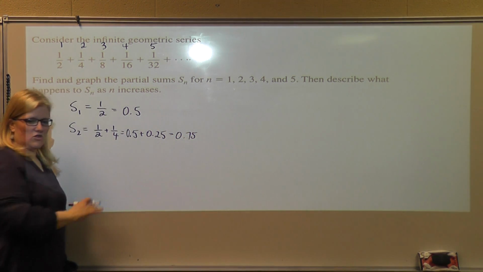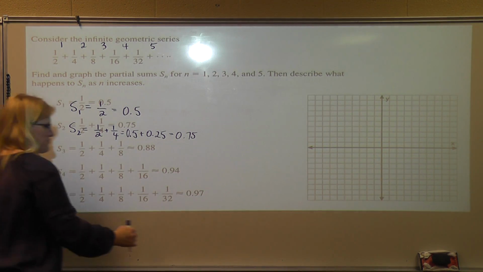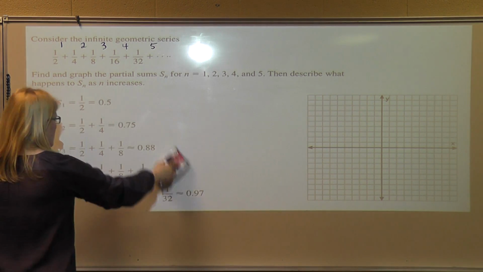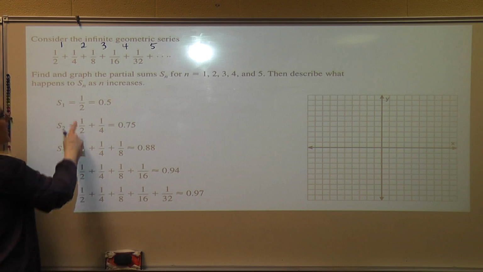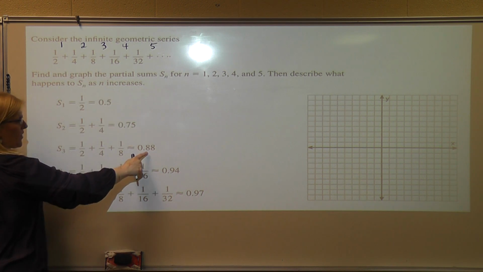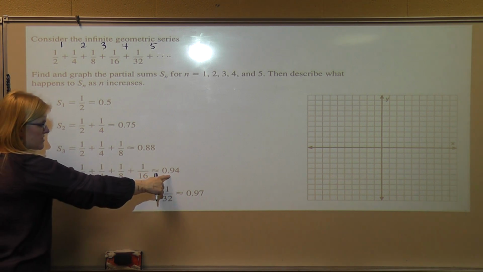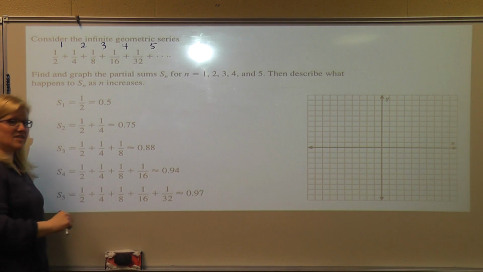Now instead of sitting here doing all this, this is what we've got when we add them all together, okay? So we have 1/2, we have 0.75. When we add these three together, we get 0.88. When we add those four together, we get 0.94. Add another one, we have 0.97.